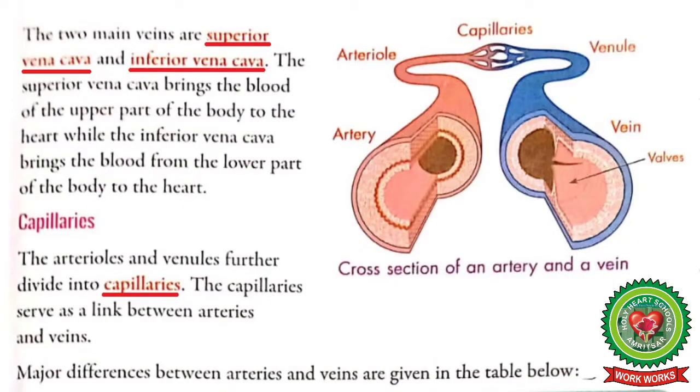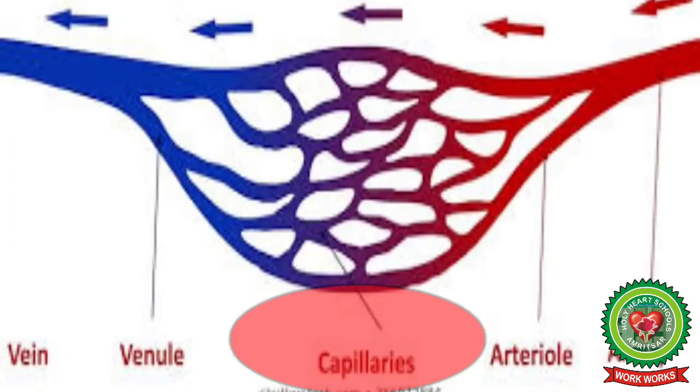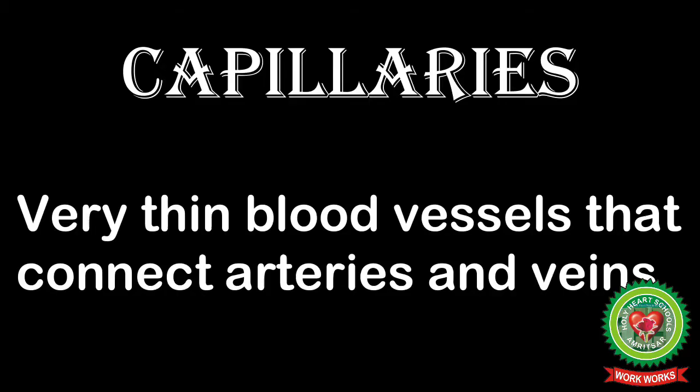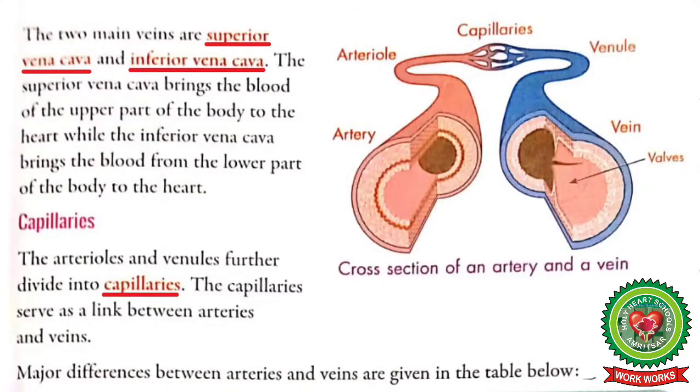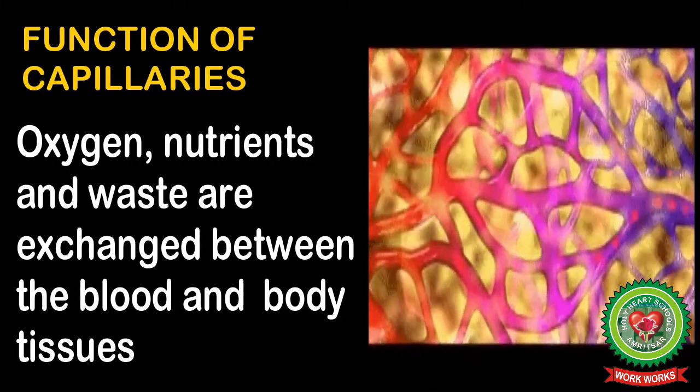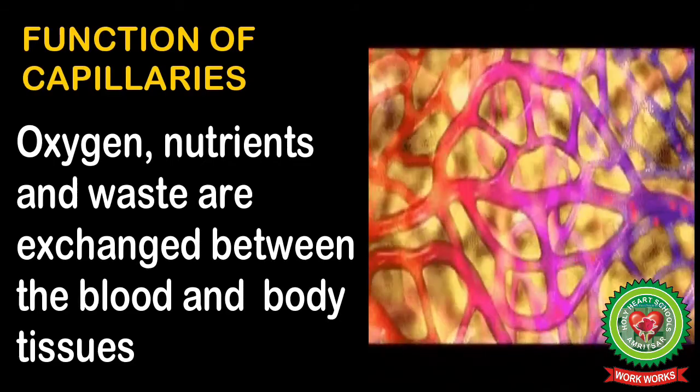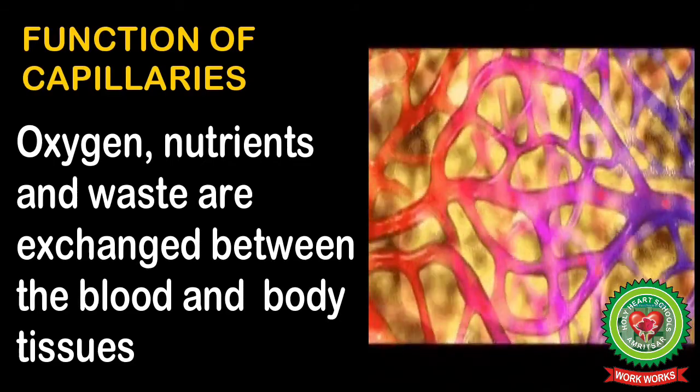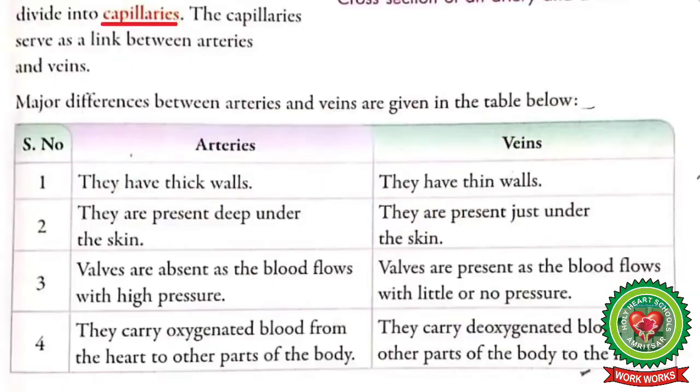Now, let's discuss about capillaries. Students, arterioles and venules are further divided into capillaries. The capillaries are very thin blood vessels that connect arteries and veins. Capillaries serve as a link between arteries and veins, and through capillaries, oxygen, nutrients, and waste are exchanged between the blood and body tissues. Now, the major differences between arteries and veins are given in the table in your book.